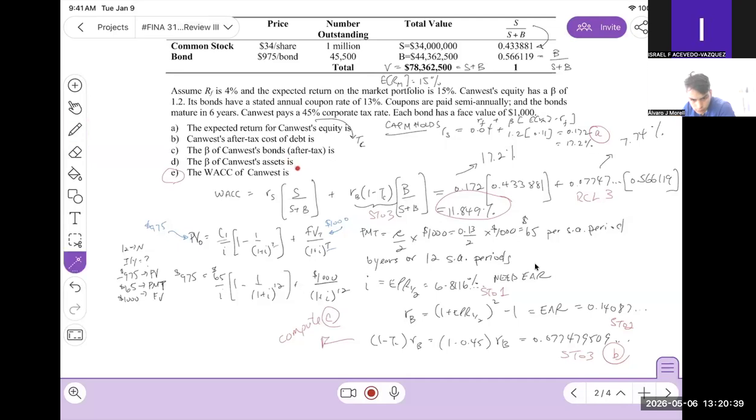And then for beta of assets, what you can do is use the beta of debt after tax and the beta of assets, which is given over here, and make a weighted average to find the beta of assets for CanWest. So you have all the information. We've already calculated everything. You just have to learn how to answer the question.